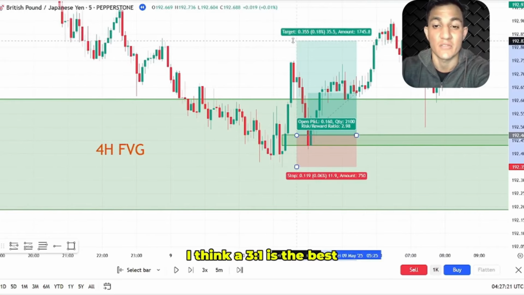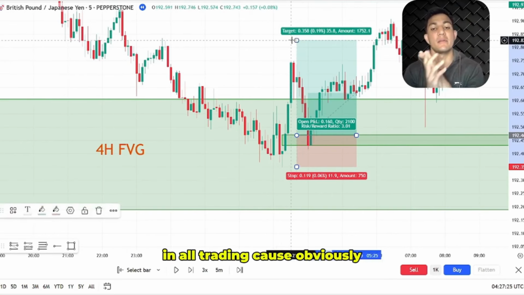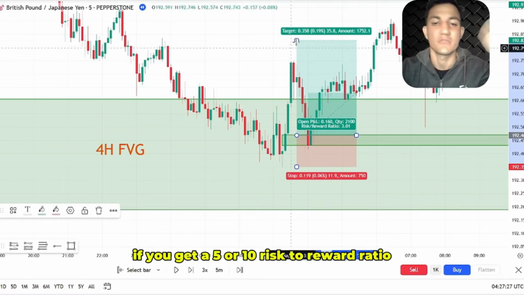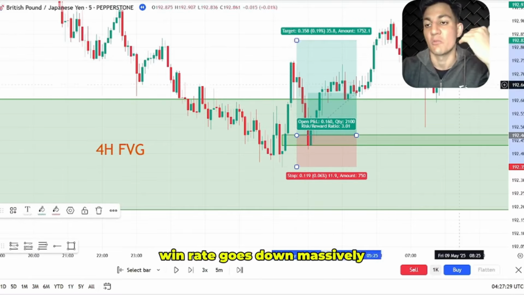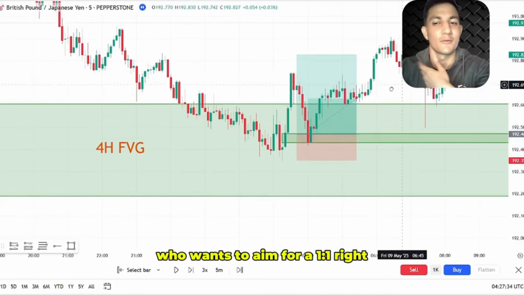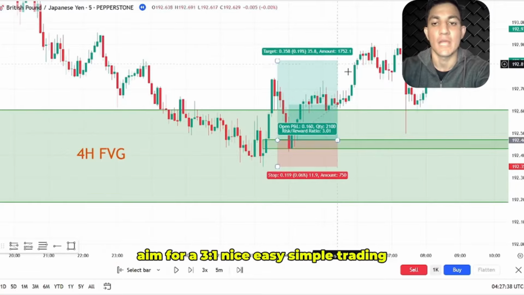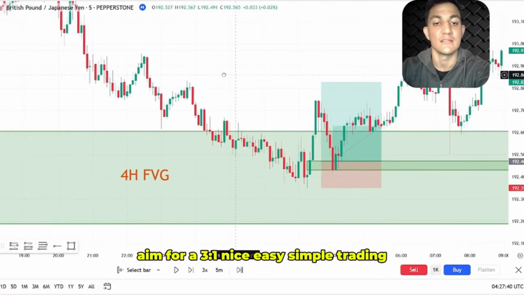Because to be honest, I think a 3-to-1 is the best risk to reward and win rate combined in all of trading. Obviously if you get a 5 or 10 risk to reward ratio, win rate goes down massively. And similarly, who wants to aim for a 1-to-1? No one. So for me, this is my favorite. Aim for a 3-to-1. Nice, easy, simple trading.